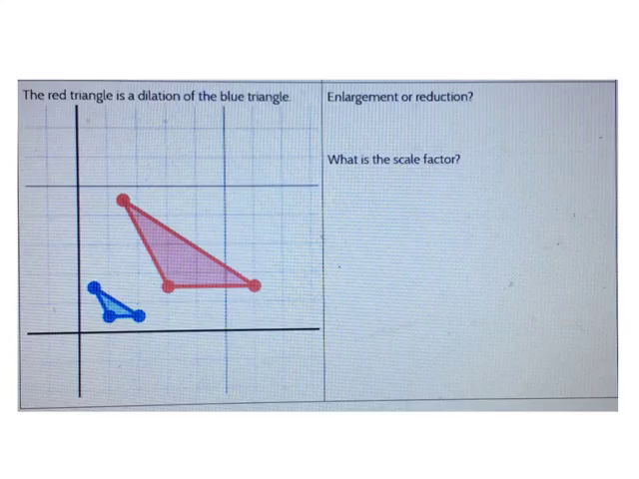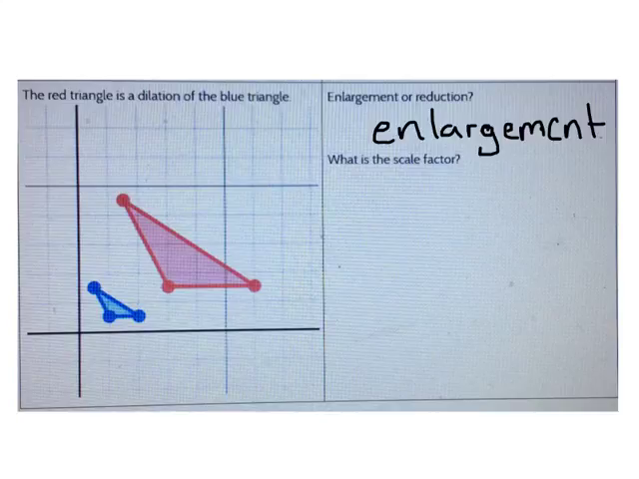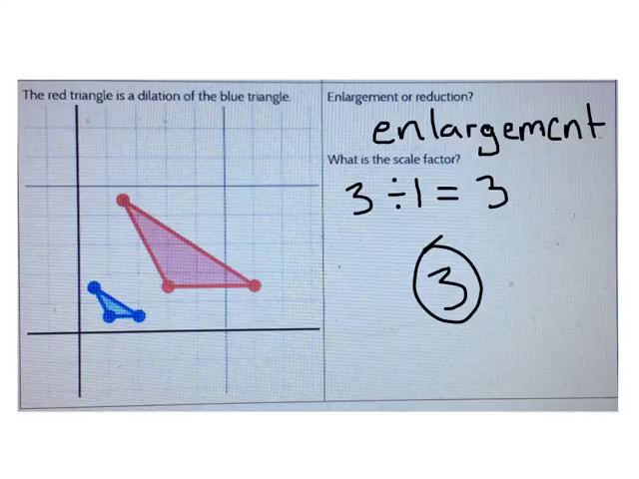Let's do one more example before we go to IXL practice. The red triangle is a dilation of the blue triangle. Is it an enlargement or a reduction? It's an enlargement. The figure got larger. What's the scale factor? The scale factor is 3. 3 divided by 1 is 3.